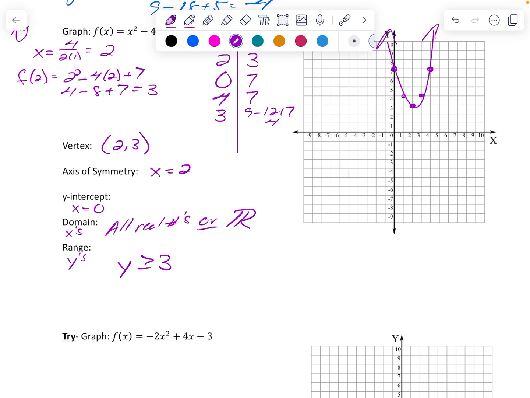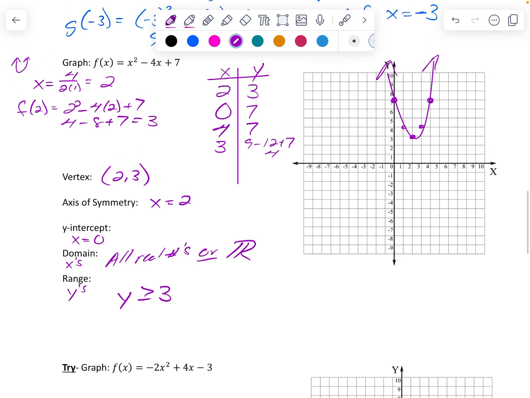Something we should do when we write our axis of symmetry is draw it in. I forgot that. So we drew in our x. Oh, I'm going to take the arrows out, just like that.